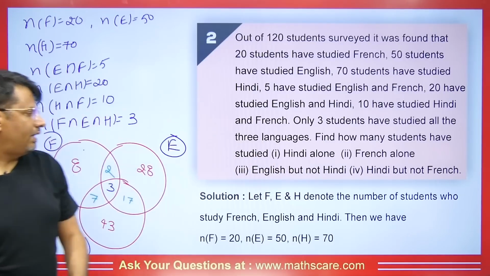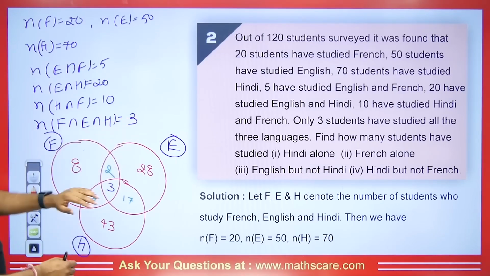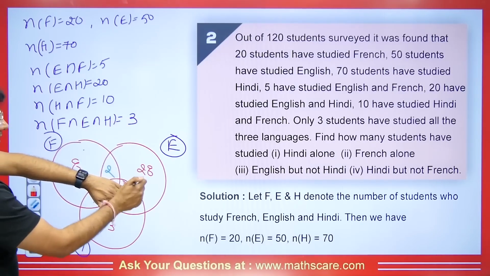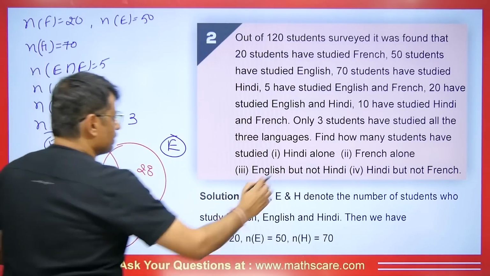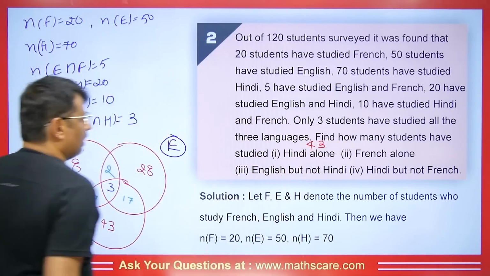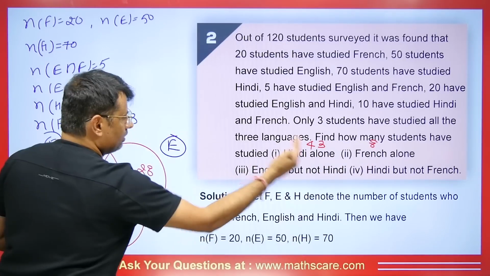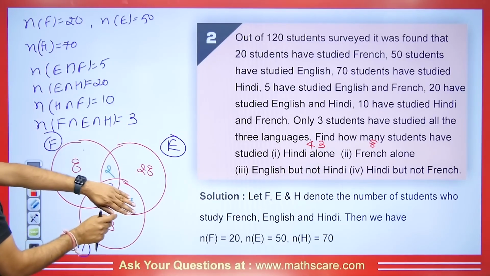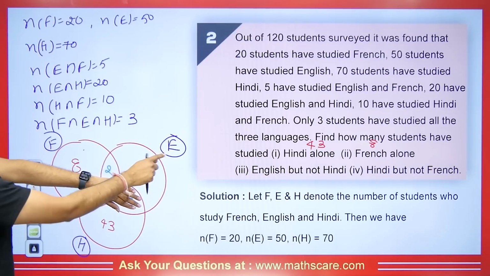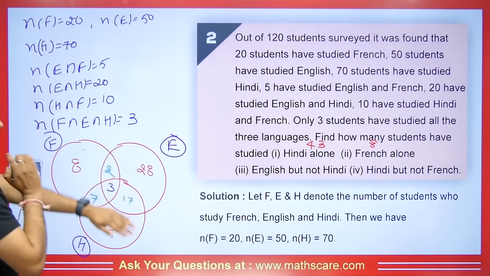These are the English studying students, but who are not studying Hindi. We will exclude these since they are not studying Hindi. So it will be 28 plus 2 is equal to 30. Now we'll write down each one's answer. Students studying Hindi alone will be 43. Students studying French alone are 8. Students studying English but not Hindi: 17 plus 3 is equal to 20 of Hindi will be deducted, because those students who are studying English and not Hindi will be 28 plus 2, which is 30.